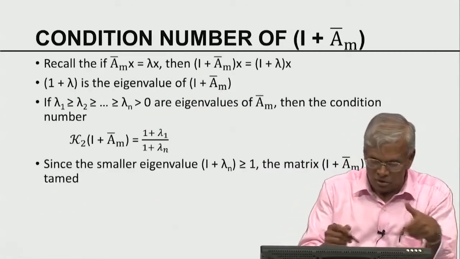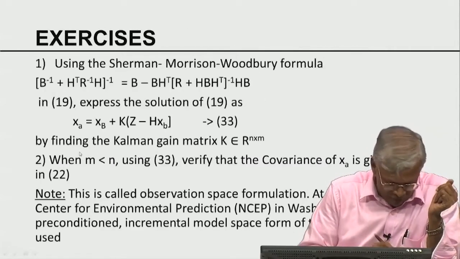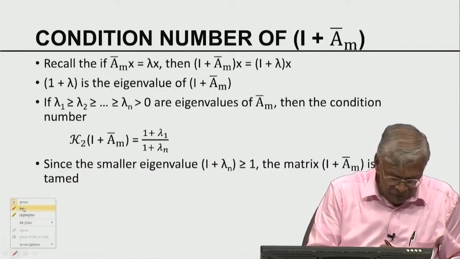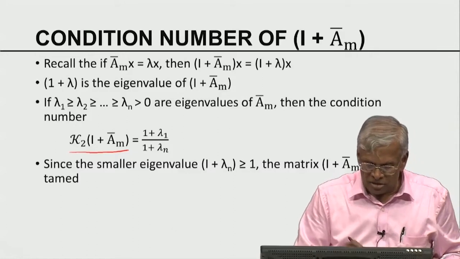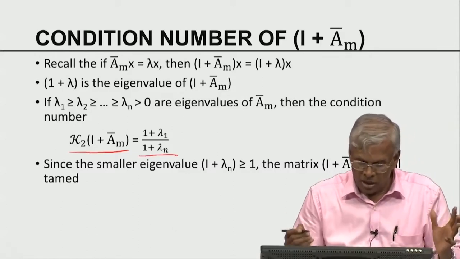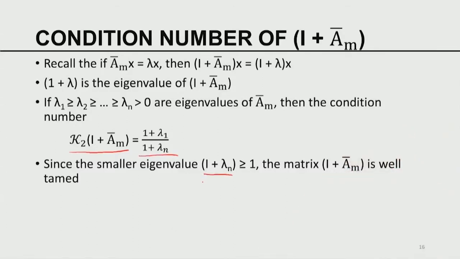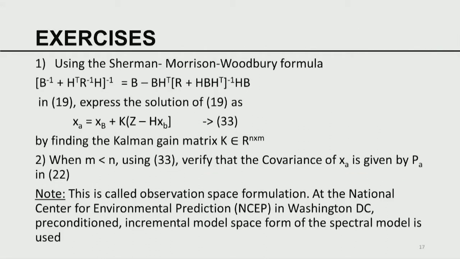So I have already talked about all this. The condition number for the new matrix is this, and the least eigenvalue is always bounded away from 0. So this matrix is well tamed. If this matrix is well tamed, I should not expect any difficulty in numerically trying to compute the solution when I use any meaningful method to solve it.